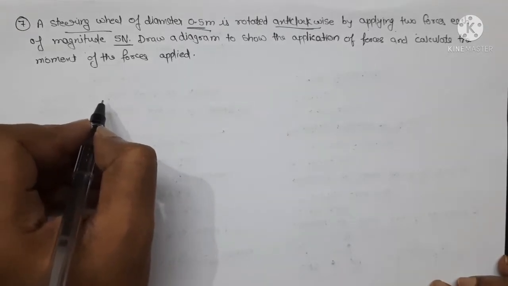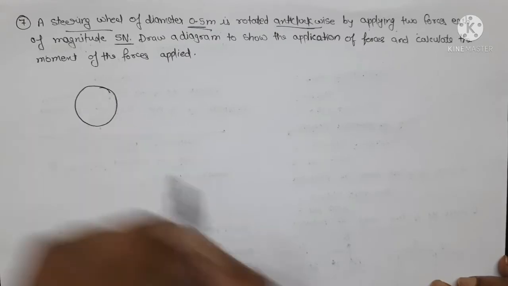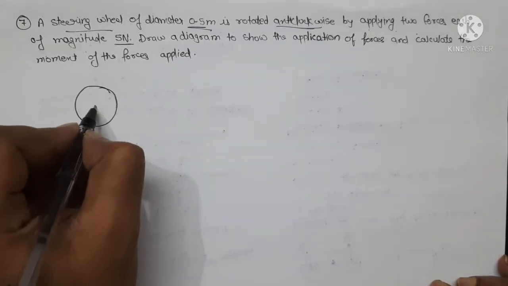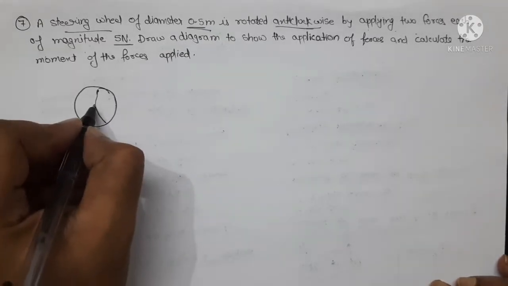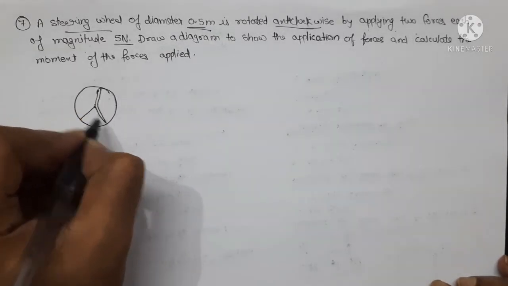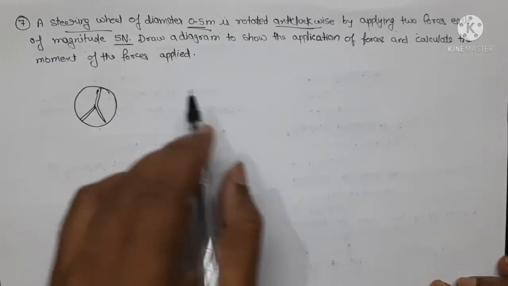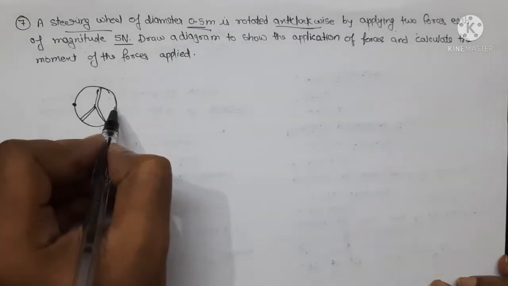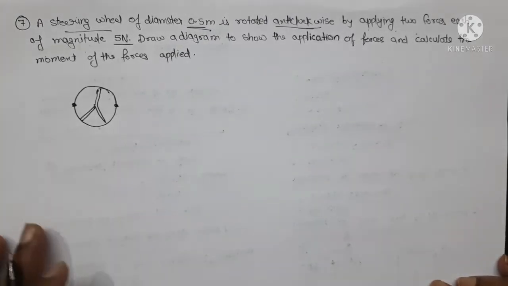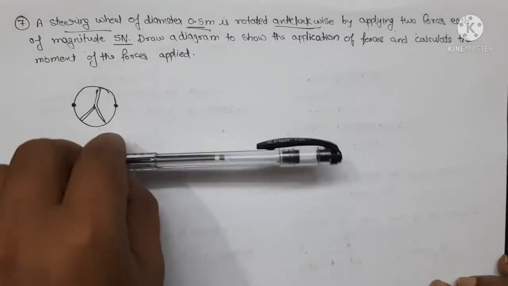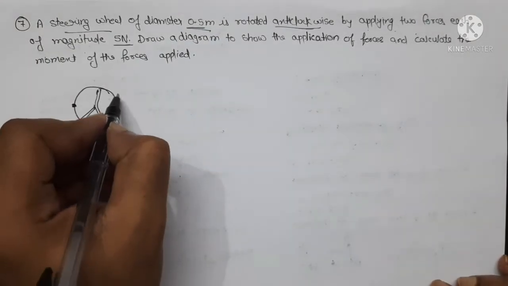Suppose you have a steering wheel like this. See, this steering wheel is rotating in an anti-clockwise direction. So for that anti-clockwise direction, there must be two forces acting at two different points, and it should be like this. See, it is anti-clockwise, so it will rotate like this. So these forces must be in this direction.